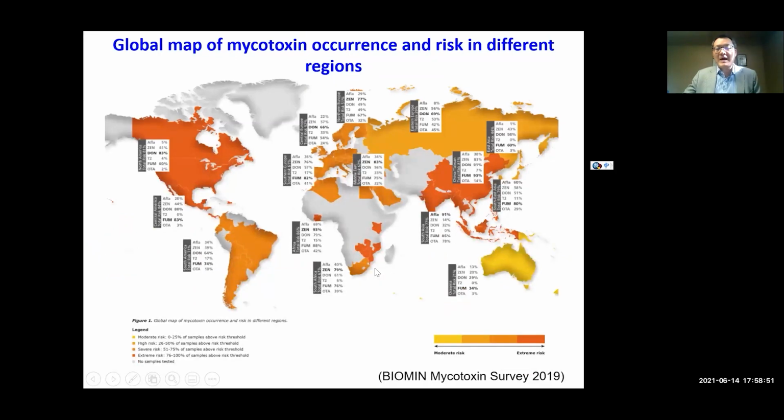So this slide shows the global map of the mycotoxin occurrence and the risk in different regions, based on the Biomin mycotoxin survey 2019. This includes Asia, North America, South America, and Europe. Now from this figure, you can see mycotoxin contamination is very recognized as a concern in agricultural production, especially in livestock sectors. As consumers become more concerned about feed safety and quality, the ability to quantify and address mycotoxin contamination becomes increasingly important.